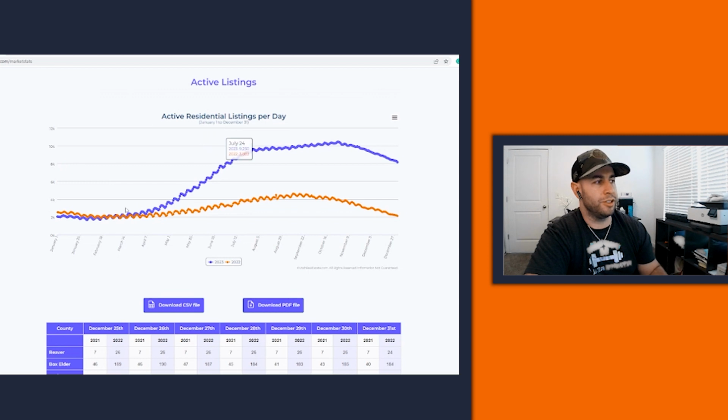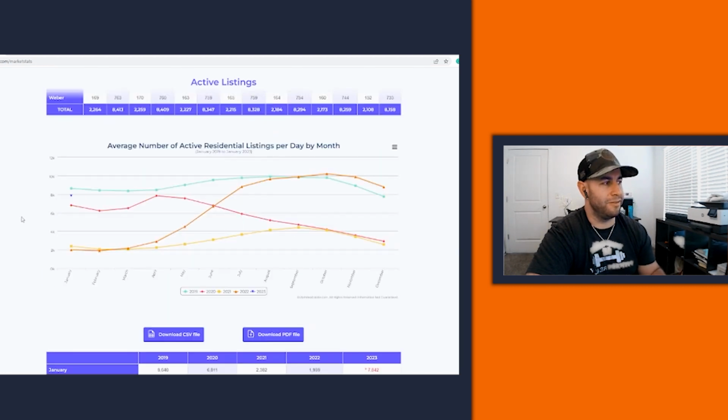Active residential listings per day. You can just see, let's see. That's weird that they have it saying 2023. I think the purple line is 22 and this orange line was 2021. Yeah, because we just hit 2023, so how do we have December 29th of 2023? All right, skip that. They haven't fixed that yet.